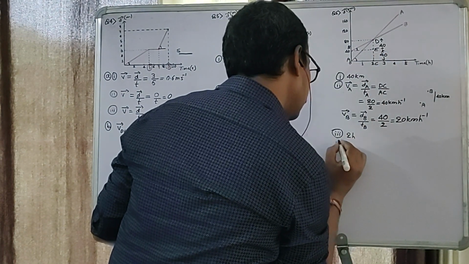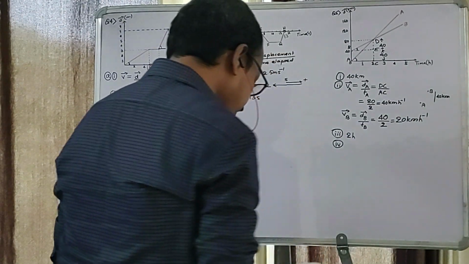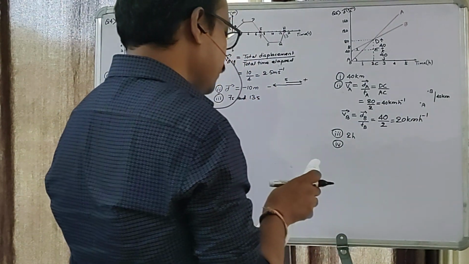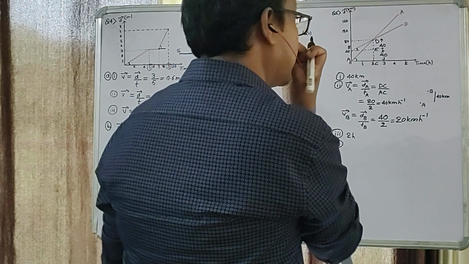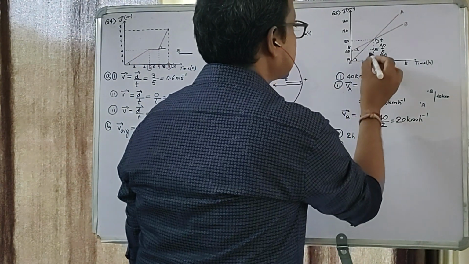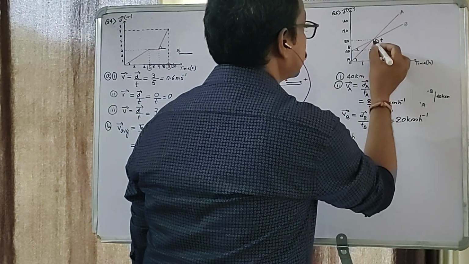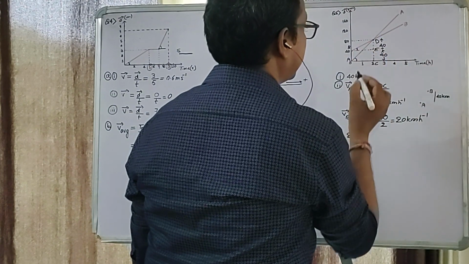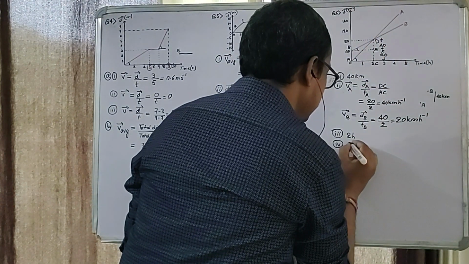And now the last part, what does it say? It talks about the distance from the start at which car A will catch car B. Car A catches car B after it crosses 80 km. At this point, the answer is 80 km.